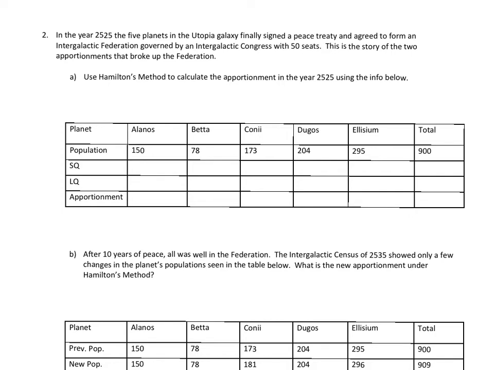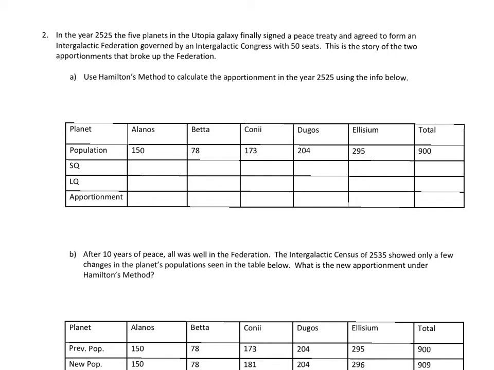In the year 2525, the 5 planets in the Utopia galaxy finally signed a peace treaty and agreed to form an intergalactic federation governed by an intergalactic congress with 50 seats. This is the story of the 2 apportionments that broke up the federation. Okay, use Hamilton's method to calculate the apportionment in the year 2525 using the info below.